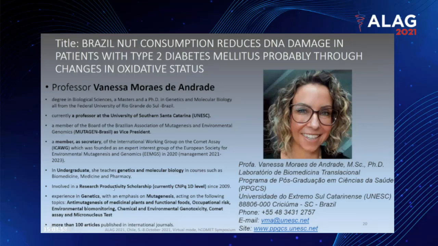She is involved in research productivity scholarships since 2009 and has experience in genetics with emphasis on mutagenesis, with the topics anti-mutagenesis of medicinal plants and functional foods, occupational risk, environmental biomonitoring, chemical and environmental genotoxicity, toxicity, comet assay, and micronucleus test. She has published more than 100 articles in international journals. So that is so much from me. Professor Amaya Azqueta, the floor is yours.